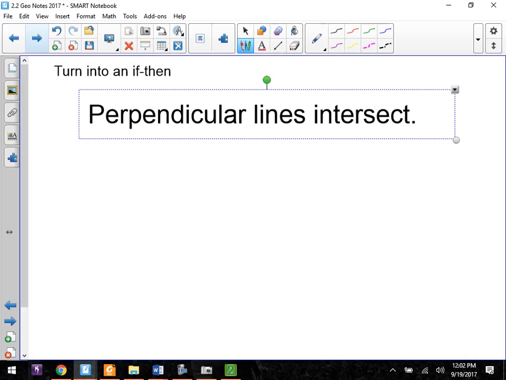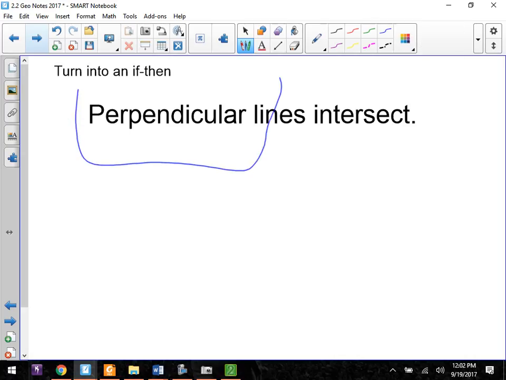Yeah. And what's happening here is you take what they start with. What are you starting with? Well, if you have perpendicular lines, then they intersect. What you were saying is you're flipping. You're saying if they're intersecting, they're perpendicular lines. When you get to these things, you're writing them out in terms of if-then.